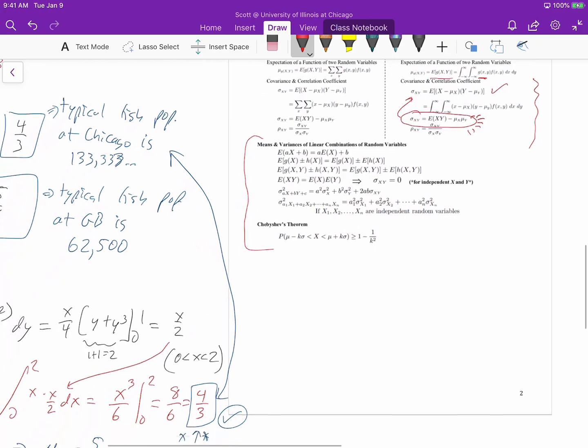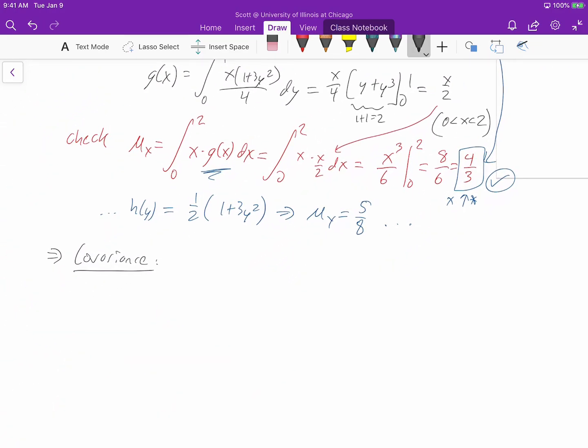So what we have to do is calculate the expected value of x times y. The covariance is the expected value of the xy product minus the expected value of x times the expected value of y, which we've already calculated. So the expected value of x times y is the integral from 0 to 1, and 0 to 2. That means I've got dy on the outside, dx on the inner integral.